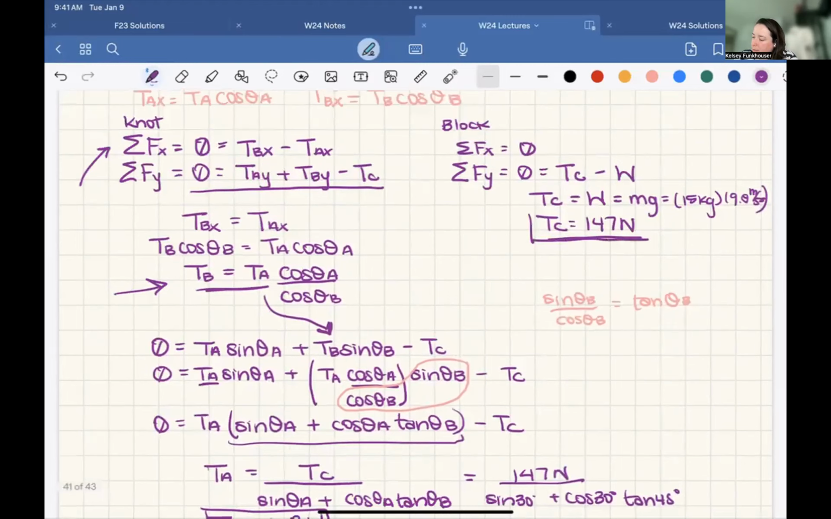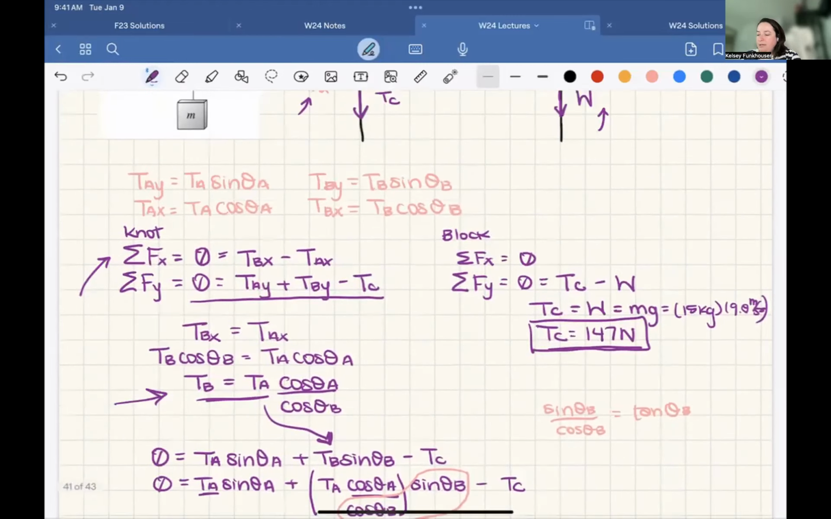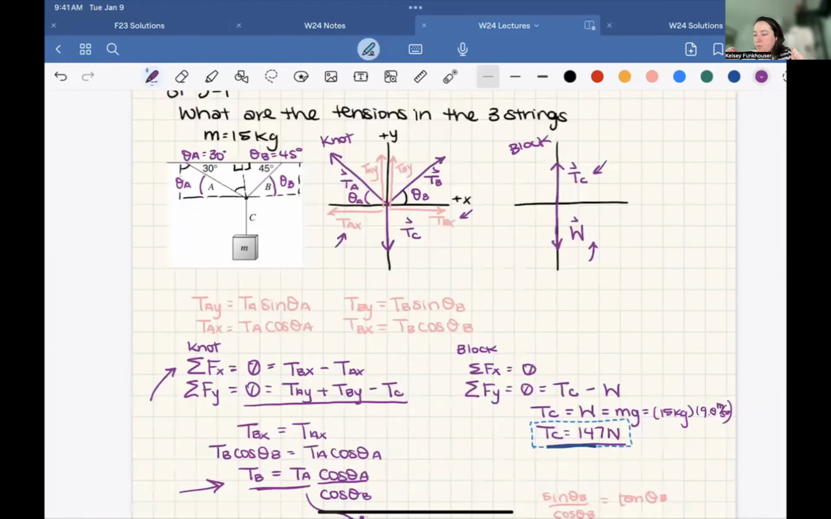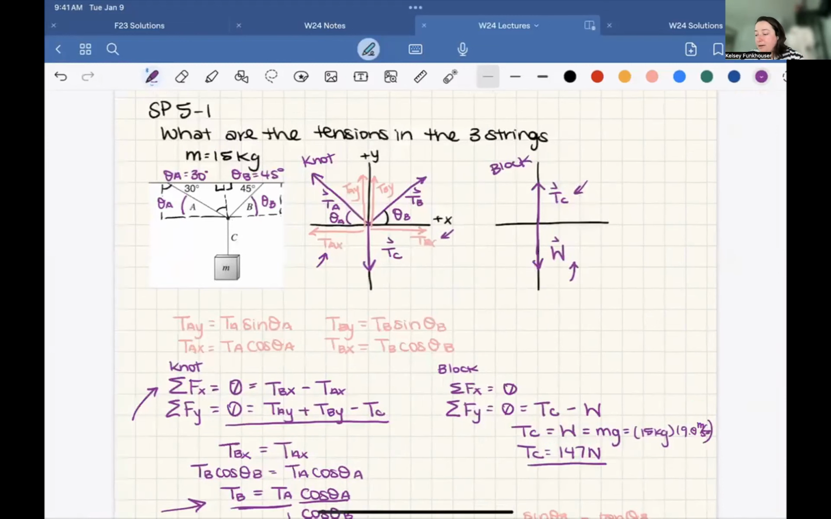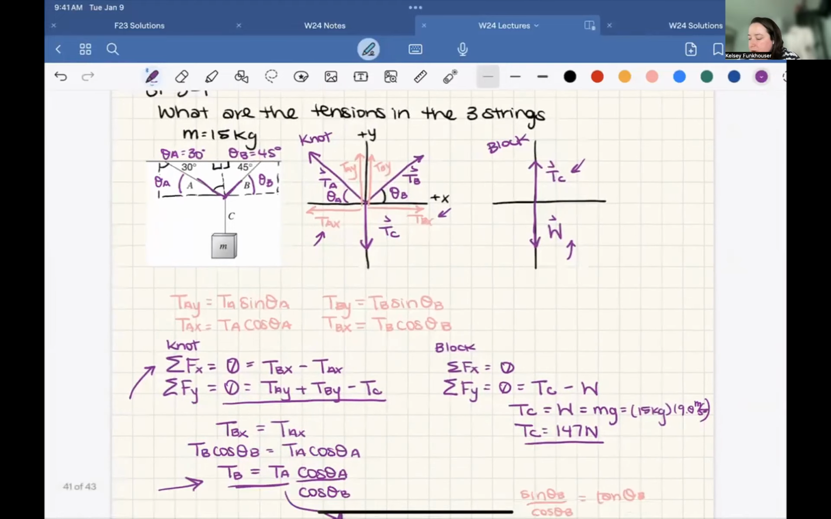And I'm just really quickly gonna summarize what we did because this is a little bit long. So we drew a free body diagram of the knot and of the block. Part of why we did this is because there are these two other ropes that come off of the knot that the block isn't actually attached to independently. So in order to find the tension in those ropes, we needed a free body diagram from there.